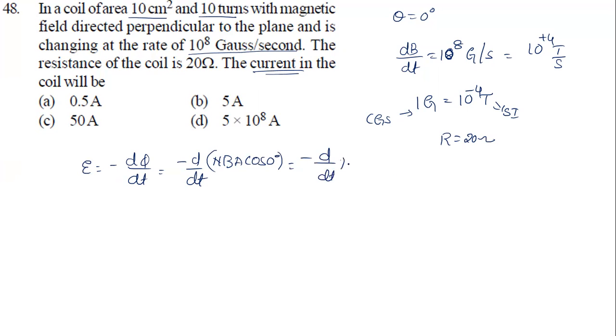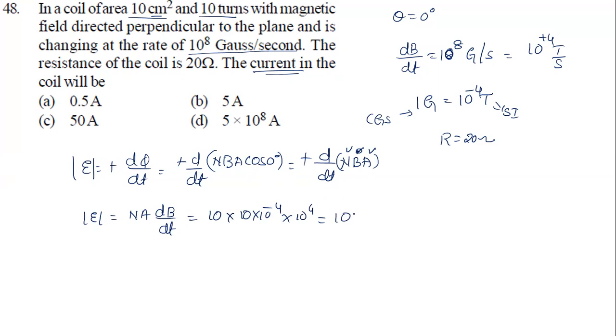So it becomes minus d by dt of N B A. Now I'm going to take the magnitude, so the negative sign becomes positive. Here N and A are constant. I'll write this equation as the induced EMF in magnitude equals N A times dB by dt. N is 10, A is 10 into 10 power minus 4 because centimeter square converts to meter square, and dB by dt is 10 power plus 4. So it becomes 10 volt.